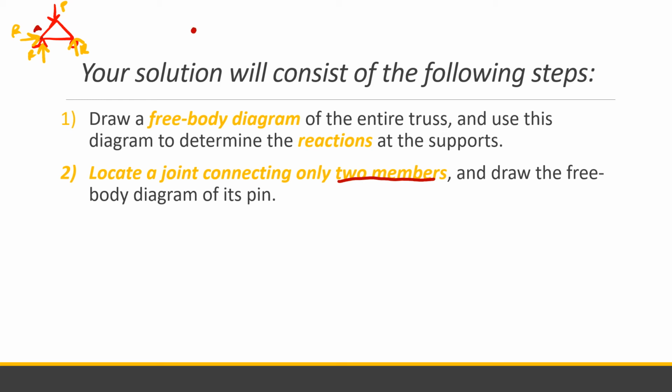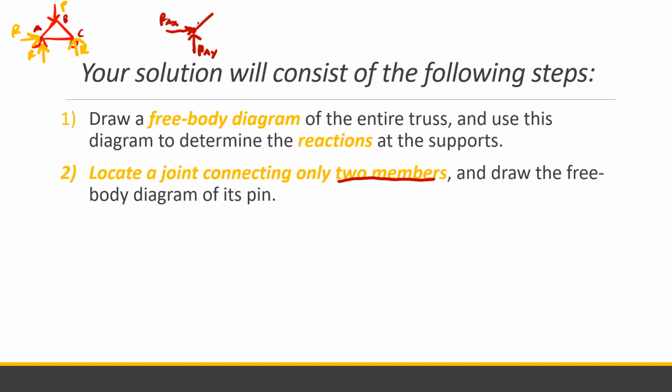So, joint A. We have RAX, RAY, so it has a value. We have values here, no? So this is A, B, and C. So, here at the joint.